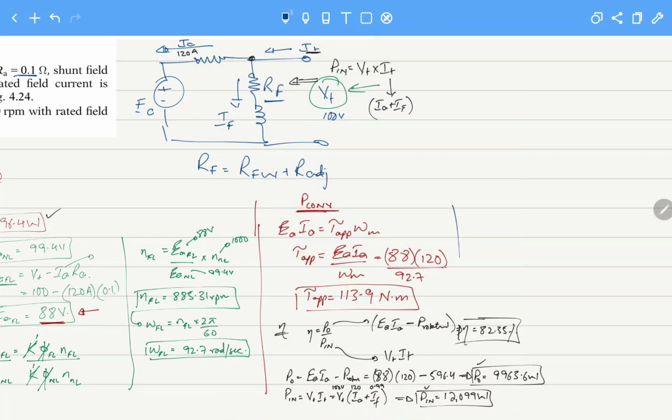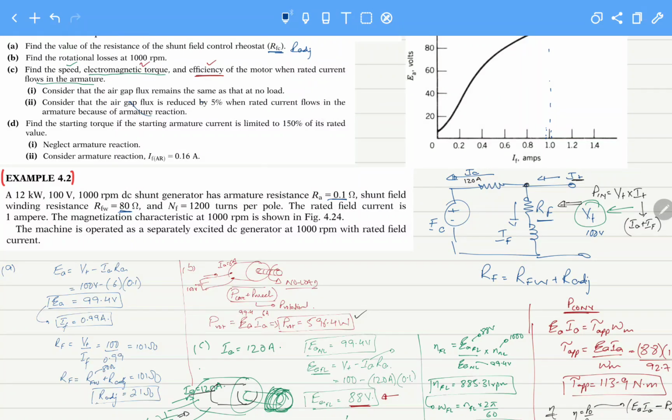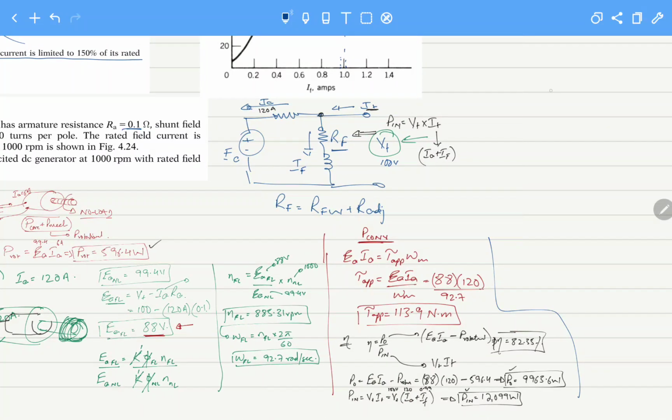Now in the last part, for the given machine, we are not considering the armature reaction. In part D, it says find the starting torque if the starting armature current is limited to 150% of its rated value. When a motor starts, initially the motor will draw more current, and in the starting phase the current drawn by the motor is limited in our question to 150% of the rated armature current.